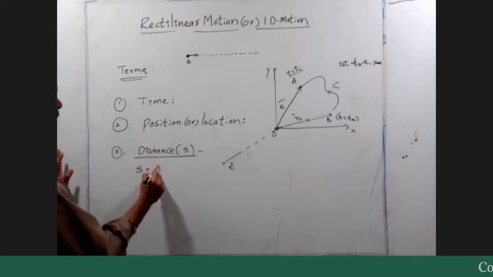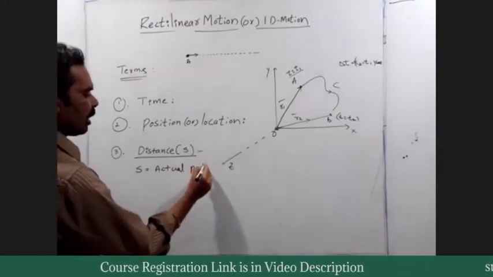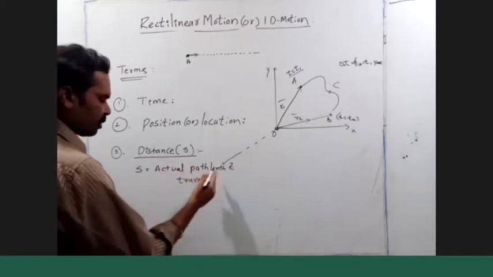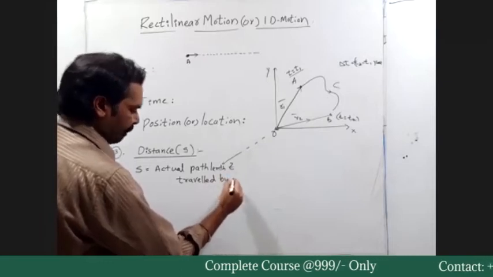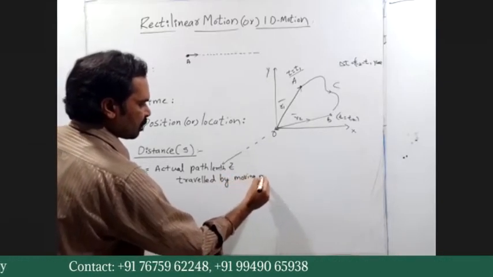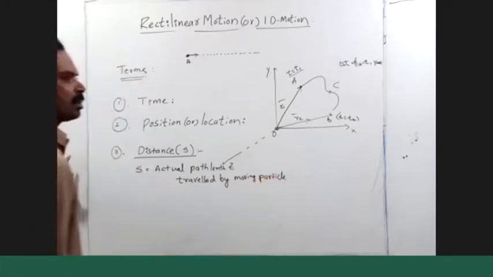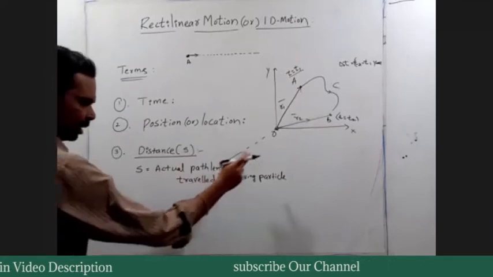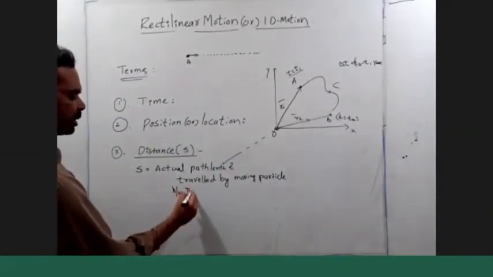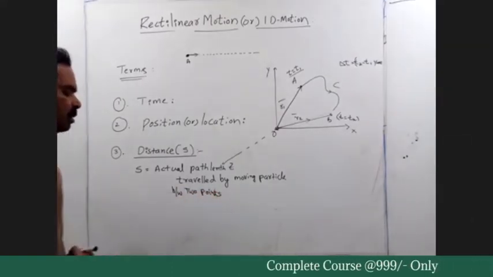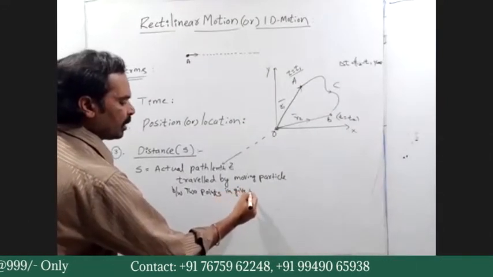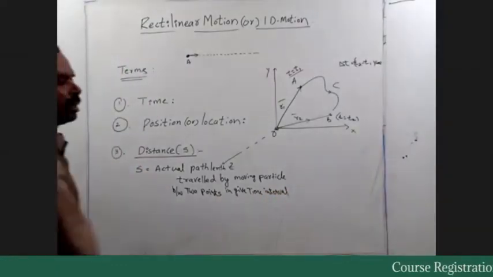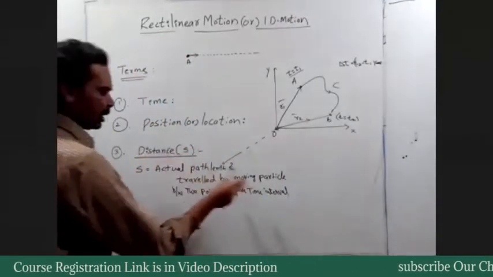S is equal to the actual path length traveled by the moving particle between the two points in a given time interval. This is defined as the distance traveled by the particle in the time interval delta t.